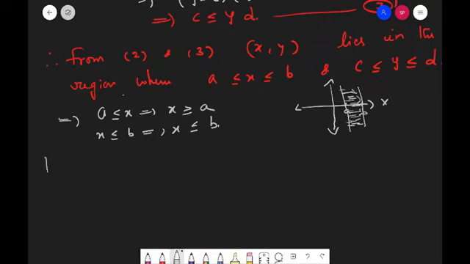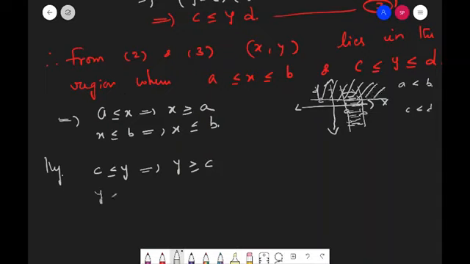Similarly, c less than or equal to y implies y is greater than or equal to c, and you are given a less than b, and even c is less than d. Where is c here? If this is c and if this is d, then y is greater than or equal to c, so that means it will be here.